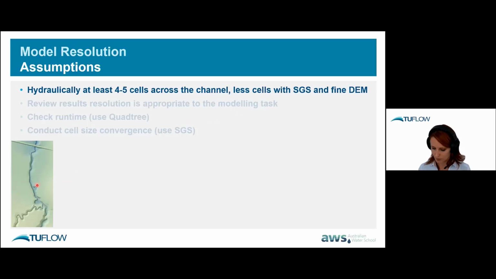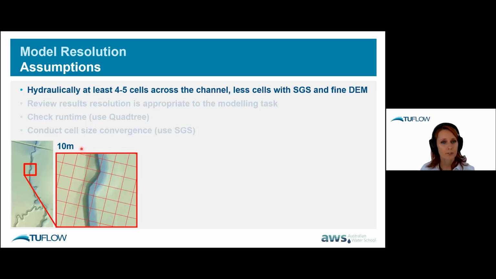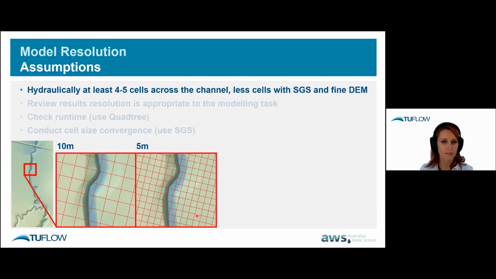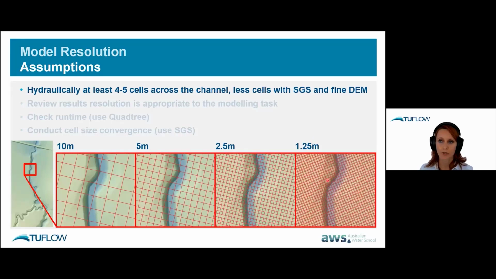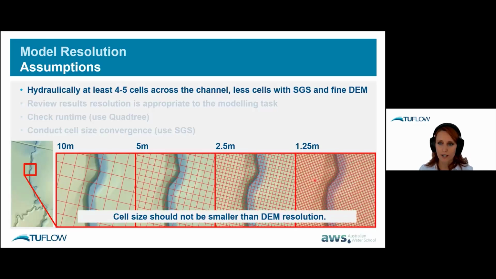Here is an example model. If we zoom into this location and run the model with 10-meter resolution, this is how it would look: 5 meter, 2.5 meter, and 1.25 meter. So based on the rule of thumb, the first two are not really complying. If you are going down too fine, you should note that cell size should not be smaller than your DEM resolution, because you would not get any benefit from it.